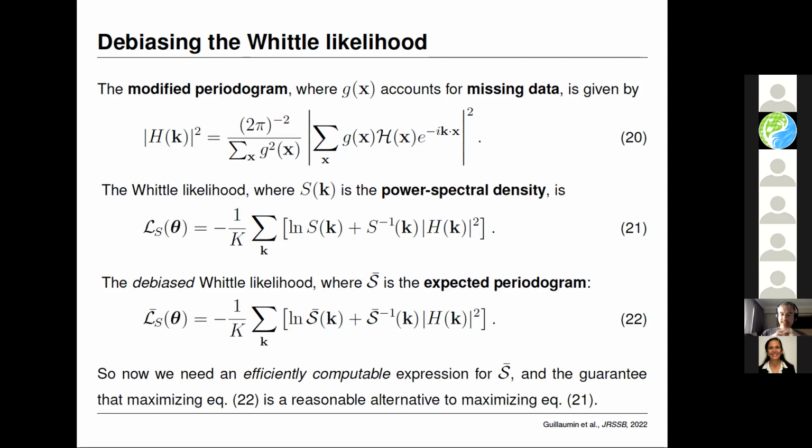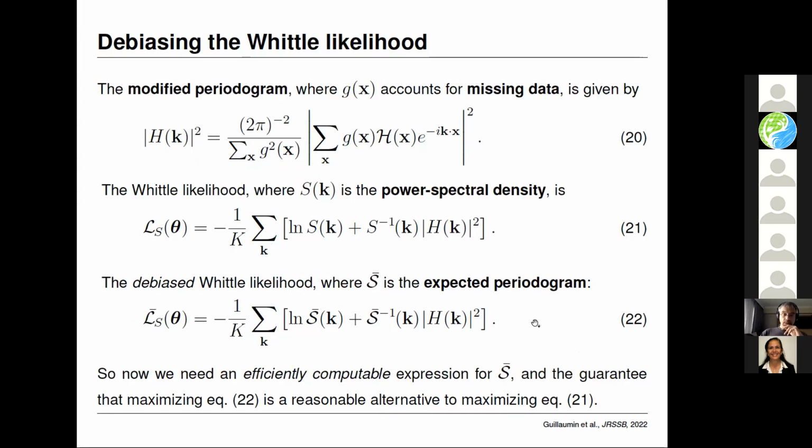So in the next slide, we need to do a lot of computational detail, right? Because it's one thing to write it and another thing to prove it, and then a third thing to compute it. So first, we need an efficiently computable expression for this blurred spectral density. Second, we'll need the mathematical, statistical guarantees that maximizing or minimizing, depending on my sign here, equation 22, this de-biased likelihood, is a reasonable alternative to maximizing the original, which gives us a true answer.